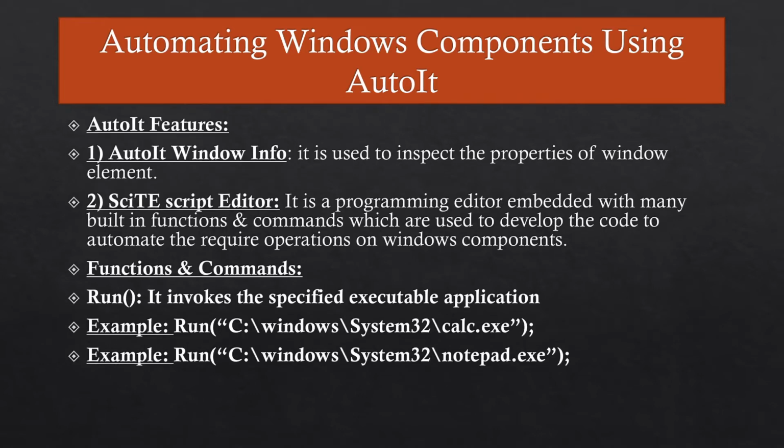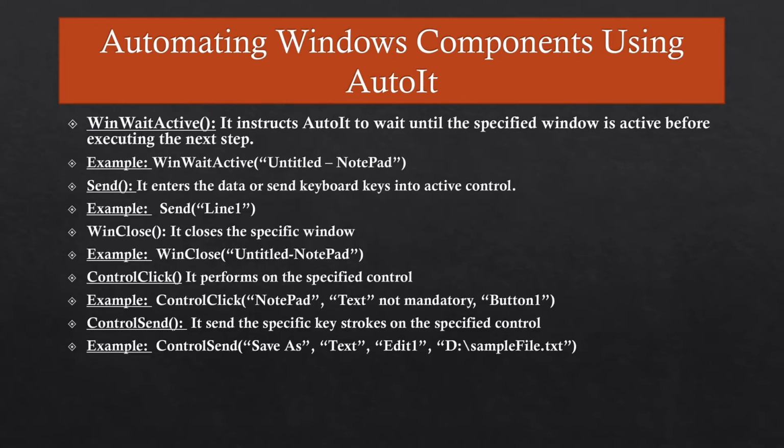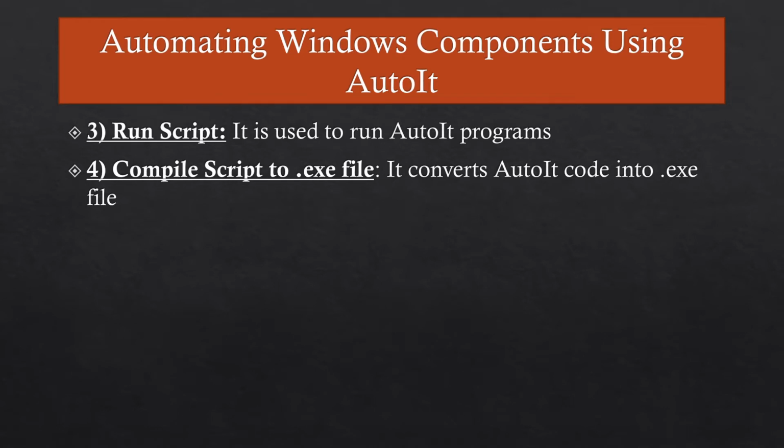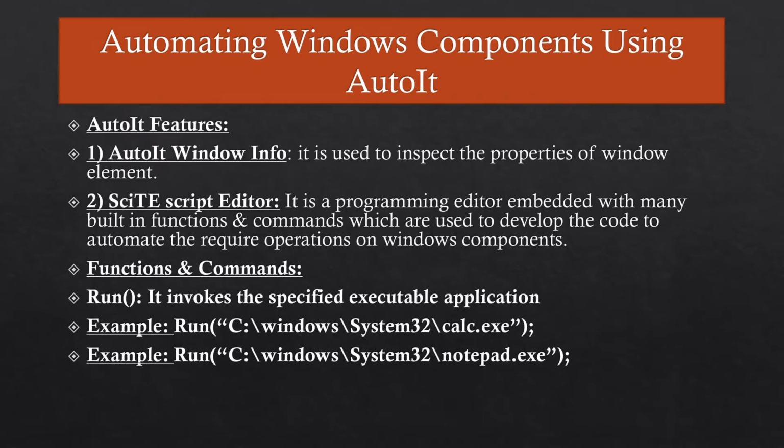Okay, so here is a list of AutoIt features. The first feature is AutoIt Window Info, the second one is SciTE Script Editor, the third one is the run script command or function, and the last one is compile script, which will execute the .exe file. We will discuss them one by one.